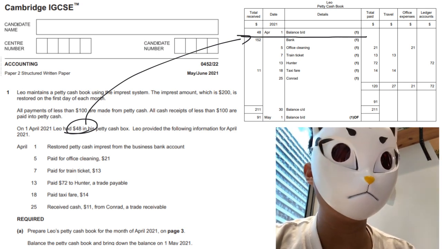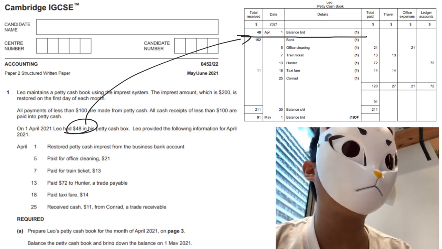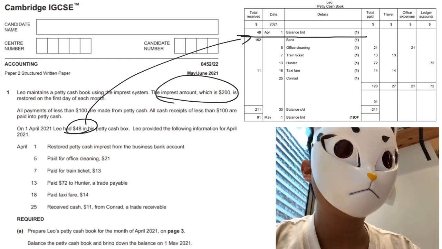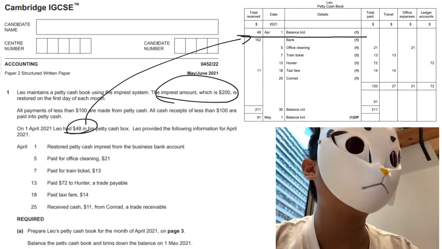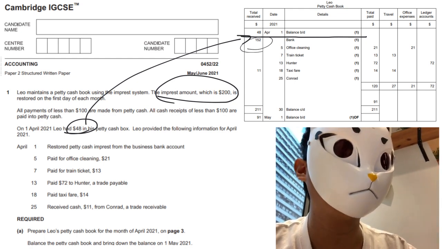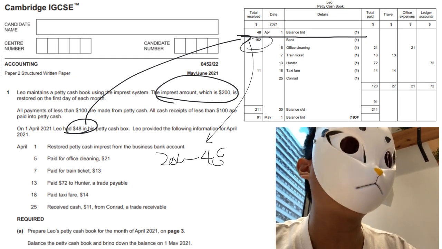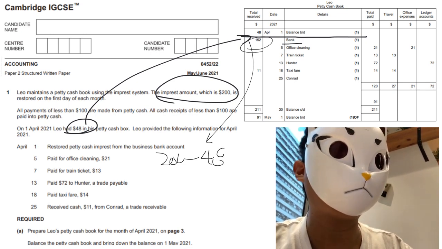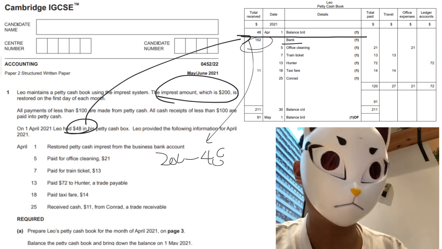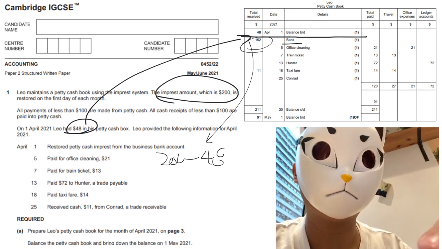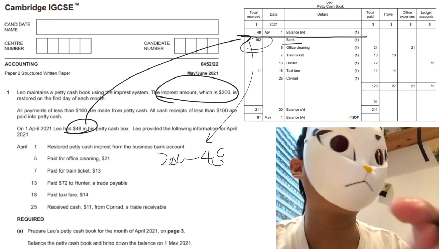Next, what do we need to do? We have to check. The imprest amount is 200. So 200 minus 48 is 152. We will put it as bank, to restore the balance to 200. And then we will start with these items.